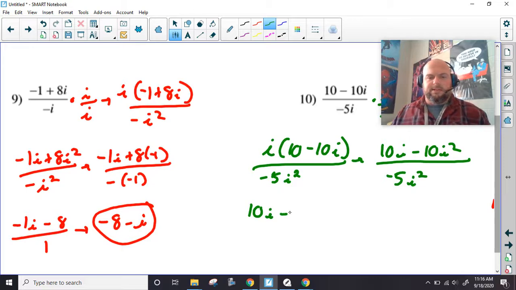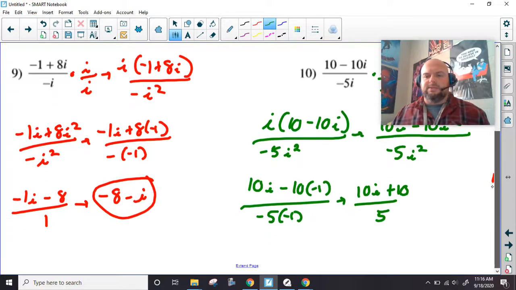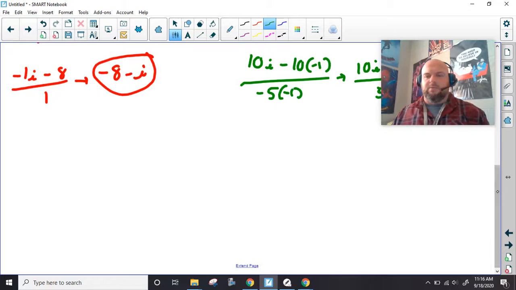So I'm starting to clean up here. Remember, i squared is negative 1. All right, so I'm going to have 10. Now this becomes negative times negative. This is a plus 10. And negative, negative, this is a positive 5. All right, so this one we can actually simplify a lot more.